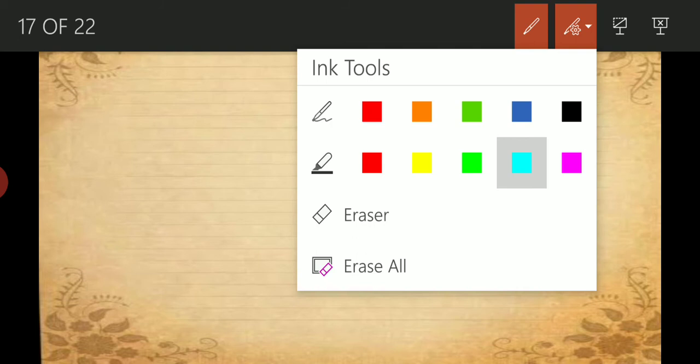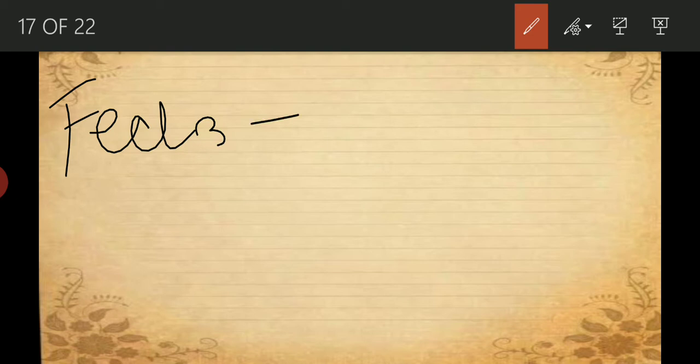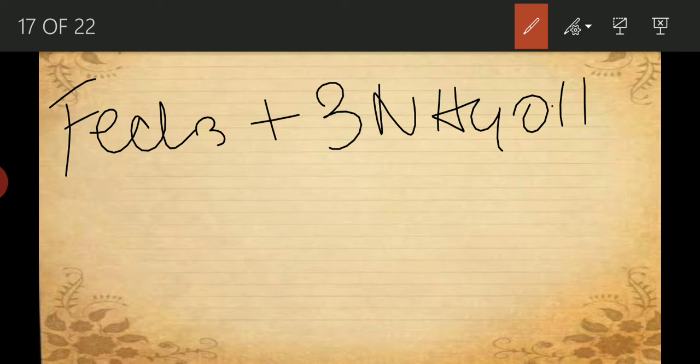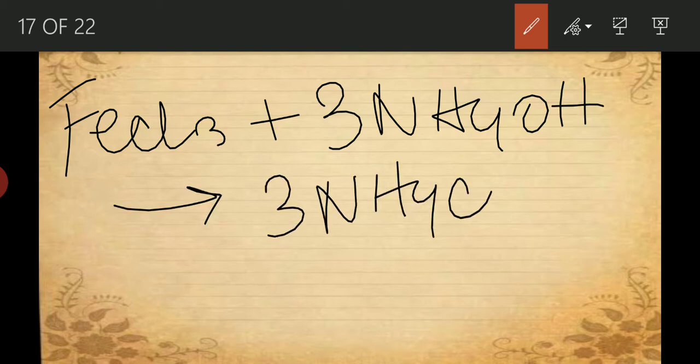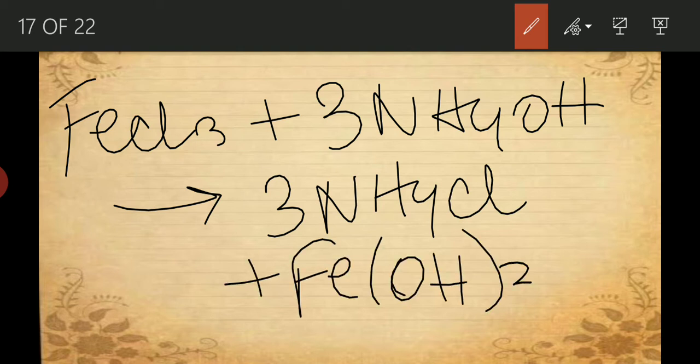Next is ferric chloride, FeCl3, which is brown in color. If we add NH4OH to this ferric chloride, then we will get ammonium chloride NH4Cl and ferric hydroxide, which is again a precipitate. It is a reddish brown precipitate.